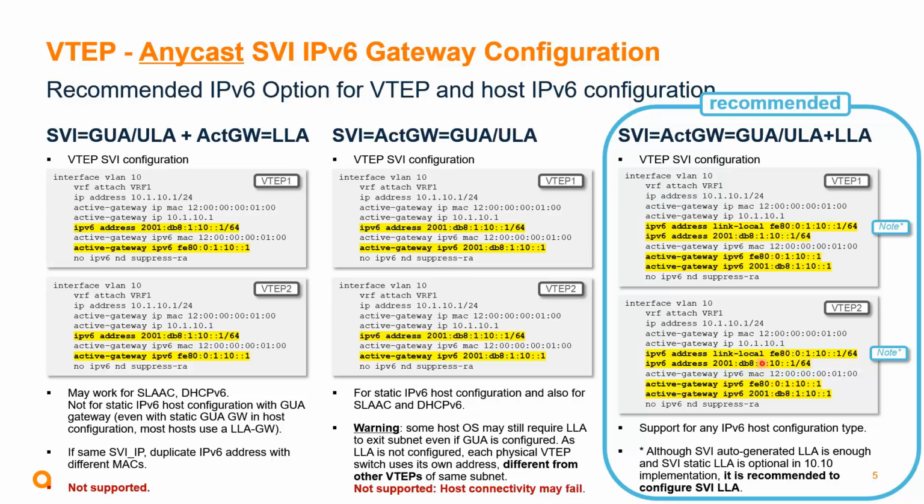Pay attention that for the SVI, you may be able to configure the active gateway without having the need to add a link local address on the SVI. Although this is not absolutely required by the CLI, we recommend putting it for readability of the configuration, and for the support team to understand that it has been set on the SVI as well.